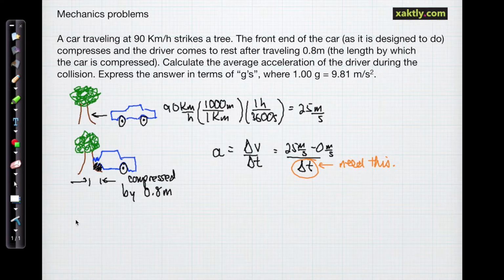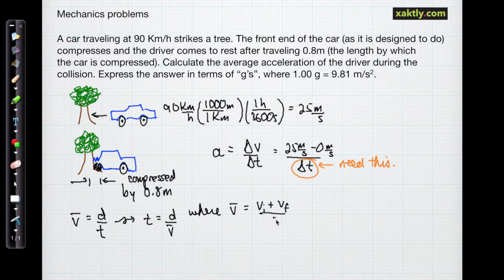Now to do that, we're going to need to find an average velocity. The average velocity is distance over time, and that means that the time we're looking for is the distance over that average velocity. The average velocity, we're just going to use the numerical average between the initial velocity and final velocity. So we add them together and divide by 2. So that's 0 plus 25 meters per second divided by 2 gives us 12.5 meters per second for the average velocity.